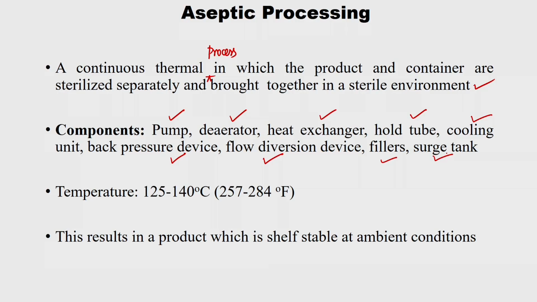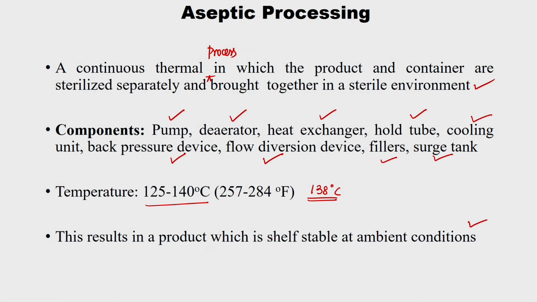So, most of the devices or components you are already familiar with from almost 10-15 lectures. The flow diversion valve, back pressure device, filler, surge tank, everything we have discussed in the milk pasteurization HTST processing itself, and the temperature employed is 125 to 140 degrees centigrade. Most of the time they say 138 degrees centigrade. So, this results in a product which is shelf stable at ambient conditions. So, that we know already.